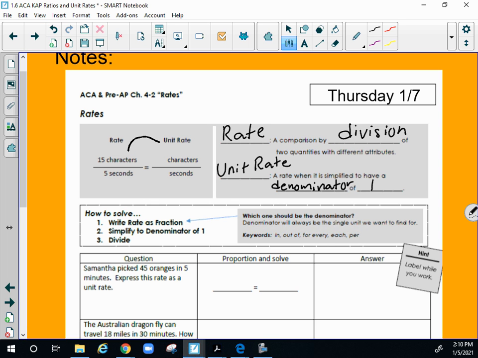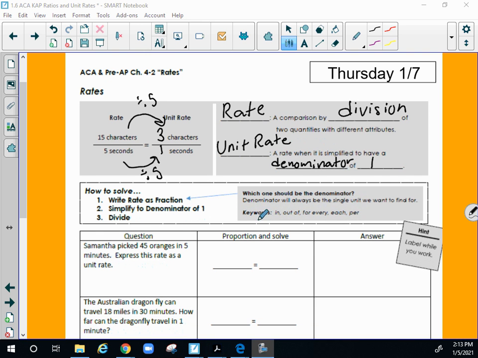If we wanted to find the unit rate, we need to figure out how we can get this 5 down to 1, because we need our denominator to be 1. One way of doing that is by dividing by 5. Whatever we do to the bottom, we have to do to the top. So now we have 15 characters divided by 5 becomes 3 characters. So our unit rate is 3 characters per 1 second.